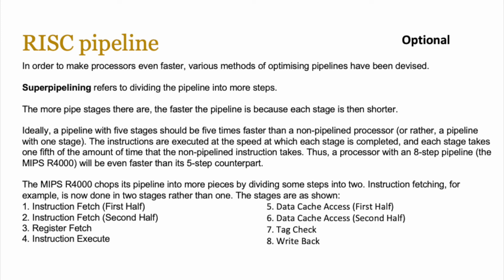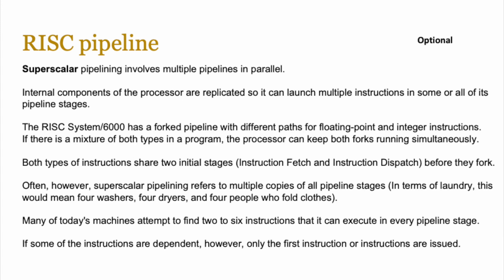Now, we're talking about steps which were longer than the 5 that we were discussing for the fetch execute cycle. Well, the MIPS R4000 chops it into more pieces, and you can read some of those on screen. And as you can see, probably that the instruction is divided into 2 steps and the cache access and so forth. But most of those steps are basically similar to the initial 5. Now, this part is also optional. So once somebody thought pipelining and super pipelining were effective, then somebody even more clever came along and said, well, okay, what about superscalar pipelining?